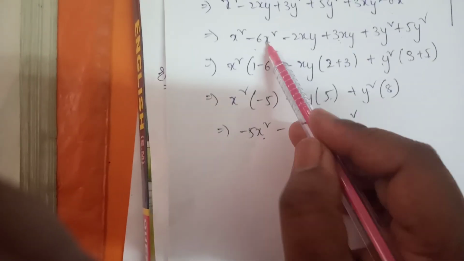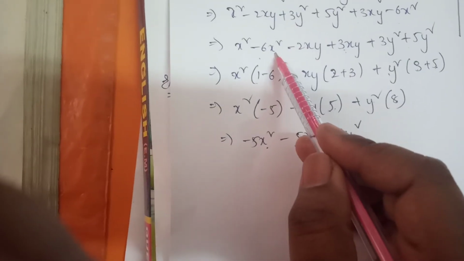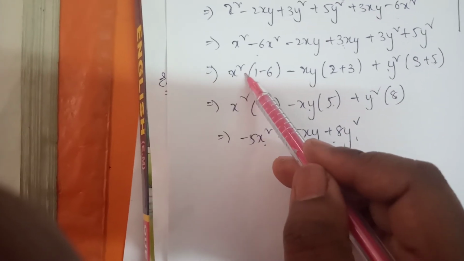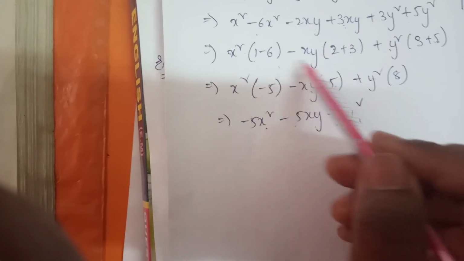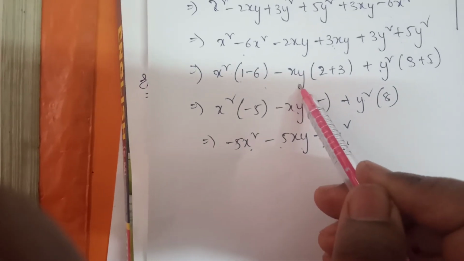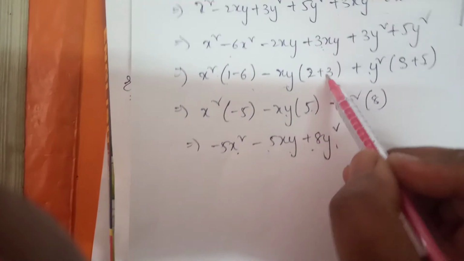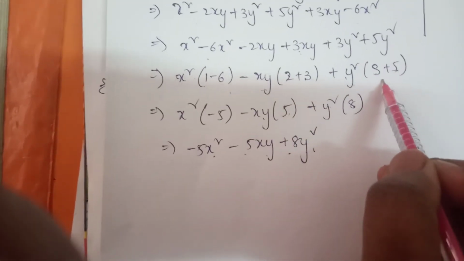After that I am going to take the common. x square is common, no? So I get the x square common out. What is left? 1 minus 6. xy is common in this, so minus xy, 2 plus 3. y square, what is left, 3 plus 5. So 1 minus 6 minus 5, 2 plus 3 is 5, 3 plus 5 is 8. Okay, minus 5x square minus 5xy plus 8y square. This is the answer we got.